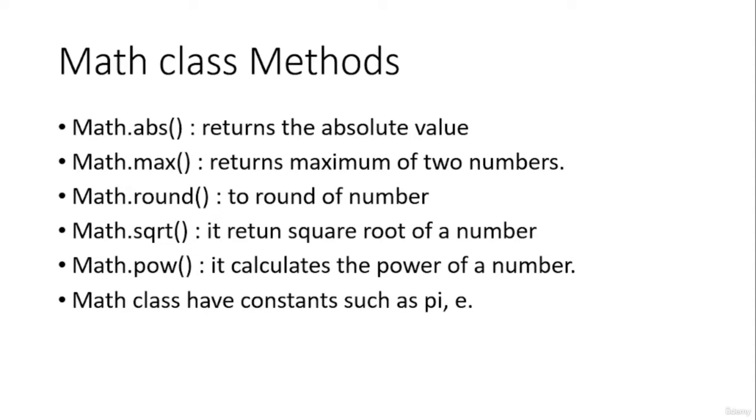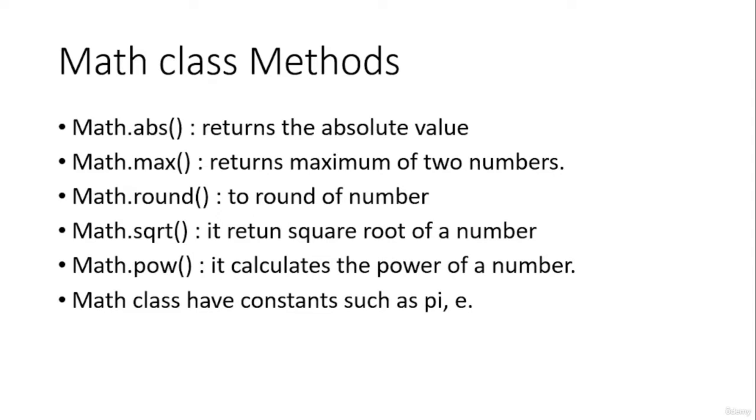In the Math class there is a method called abs. abs will return the absolute value of a particular number. The absolute value means removing the negative sign. Next is max. max will return the maximum value between two numbers. If you pass two numbers, it will return the maximum of the two.